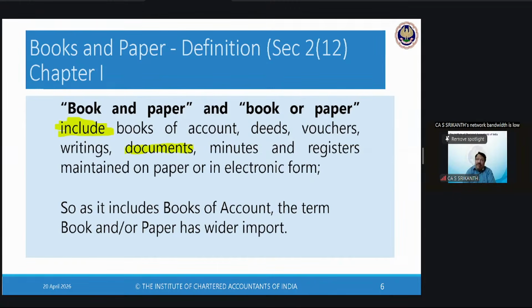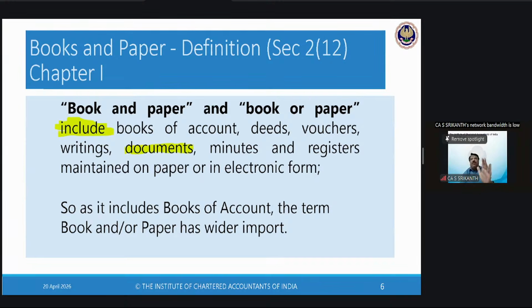So, books of account is included in book and paper. In addition to that, deeds, vouchers, writings, documents, minutes, registers maintained on paper or in electronic form. I think many of you would not have started your articles given the new scheme, but when you join your office, remember as you go for auditing, it is the book and paper that's going to make more sense than the books of account.